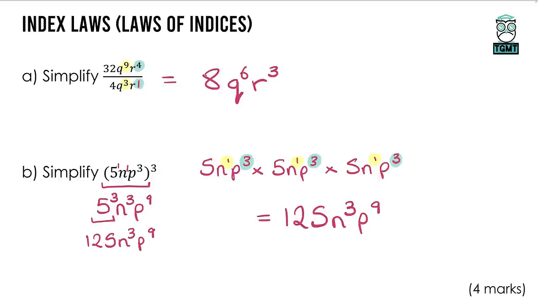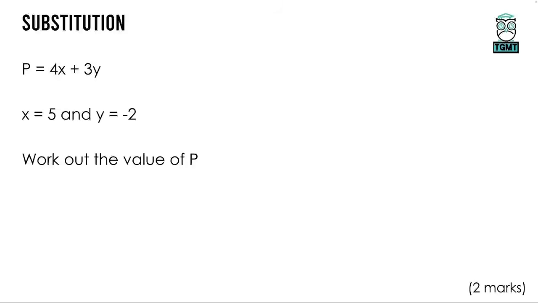Doesn't matter what approach you take, but I do like this method of writing it out 3 times, or whatever that power is, outside the bracket, just to make sure that we can see all of those powers that we're supposed to add together. Under some substitution, here it says p is equal to 4x's plus 3y's.